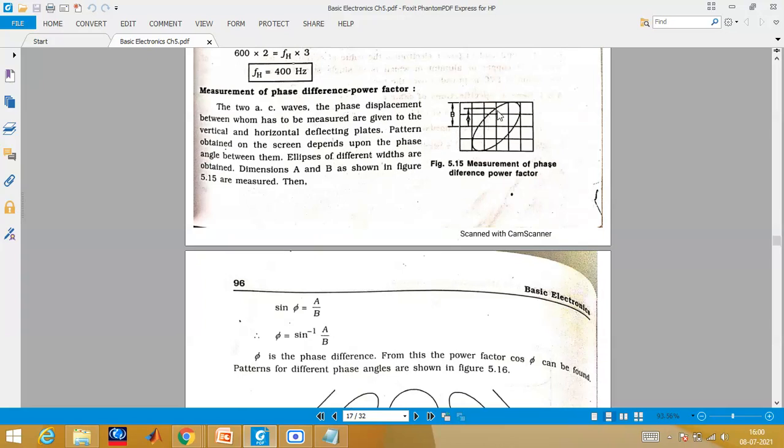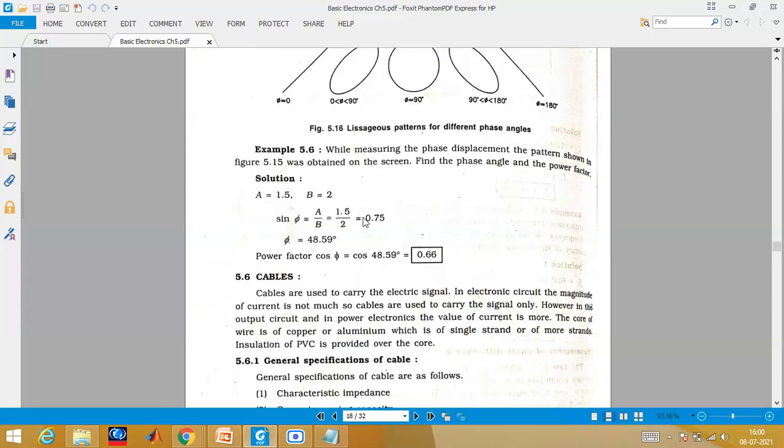Okay, the first touch that is happening and the extreme touch, that is your b. Okay, just see, a is 1.5 and your b is 2. So they have substituted the value. So 0.75. So phi is sine inverse of 0.75, definitely you have to use a calculator. You cannot get the exact value.